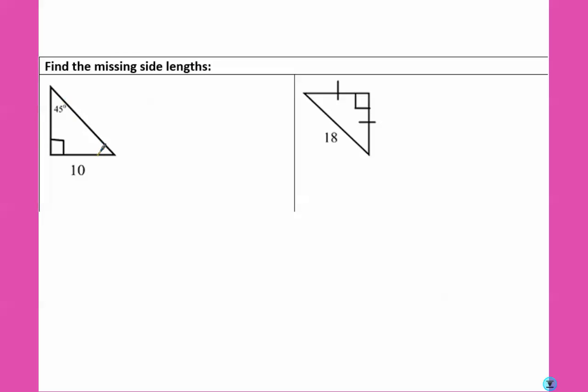If this angle is 45, this angle is also 45 degrees. Across from this 45-degree angle, it has a side length of 10, and we know that side is going to be the same as this side because they're both legs. And then our hypotenuse would be equal to the leg times the square root of 2. So in this case, it would be equal to 10 square roots of 2.